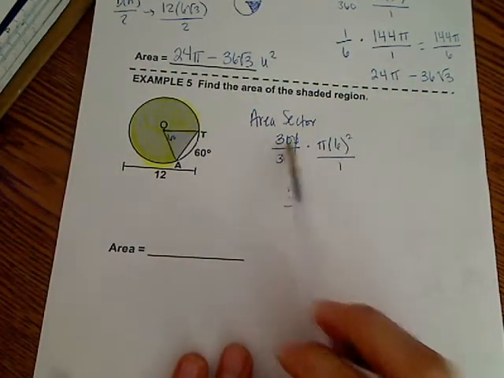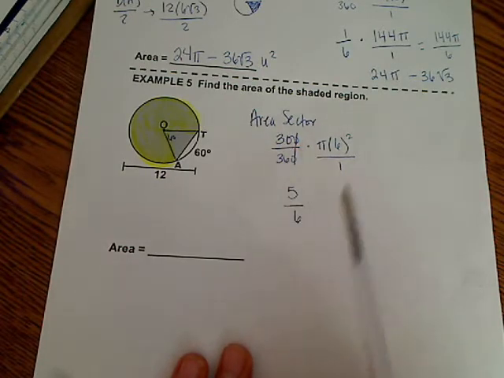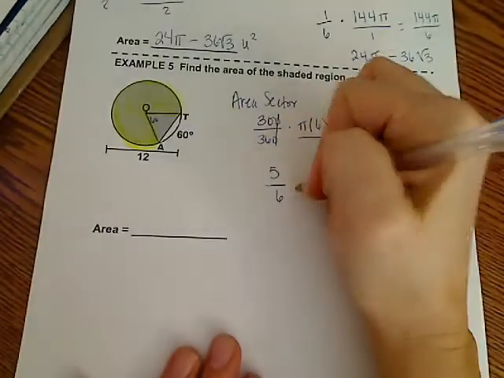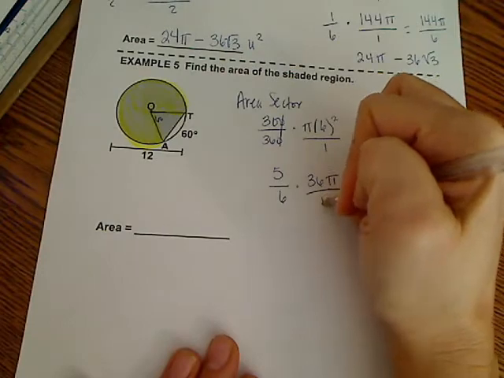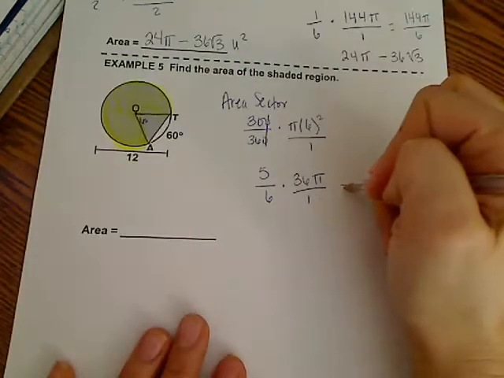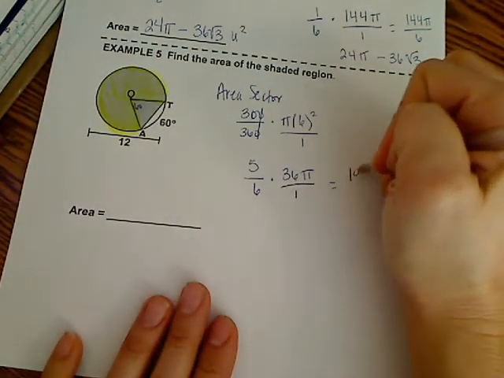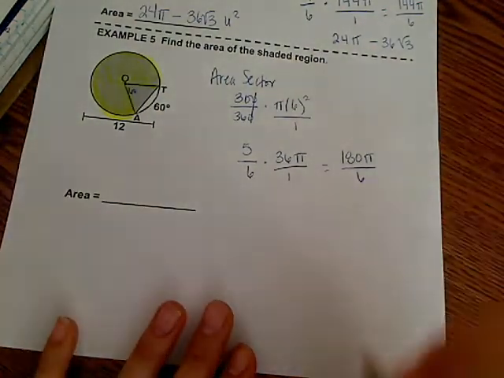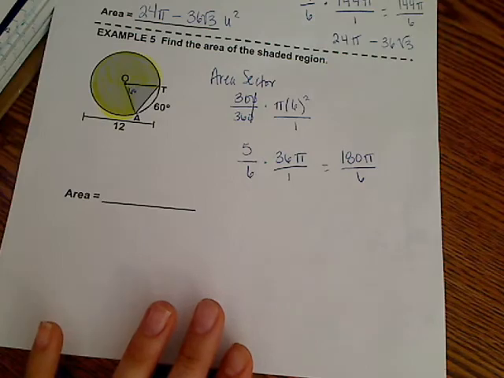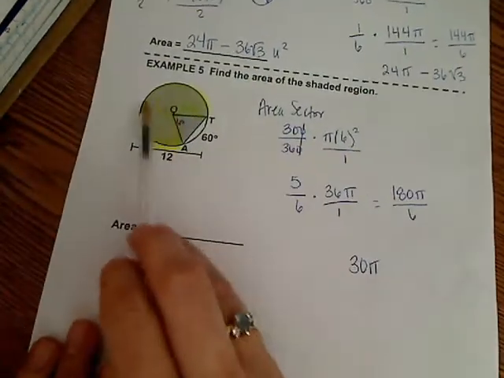6 will go into 30 5 times, and 6 will go into 36 6 times. Times 36 pi over 1. So that's going to be what? Okay, so 180 pi over 6, which is what? You got 30. So 30 pi. Now that's this piece.